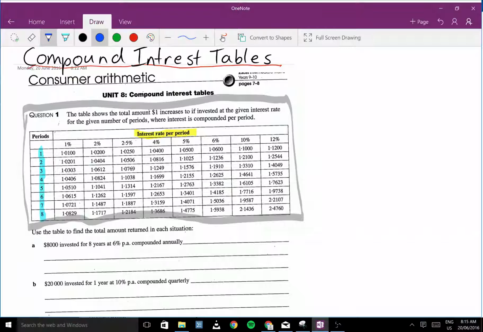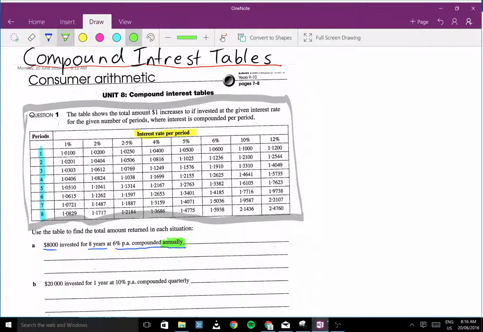So, firstly, you've got $8,000 invested for 8 years at 6% per annum. The key things we need to know are the $8,000, the 8 years, and the 6% compounded annually. Annually, and I'm going to highlight that word because it's really important, means every year. So 8 years, we're compounding 8 times. That'll become really important.